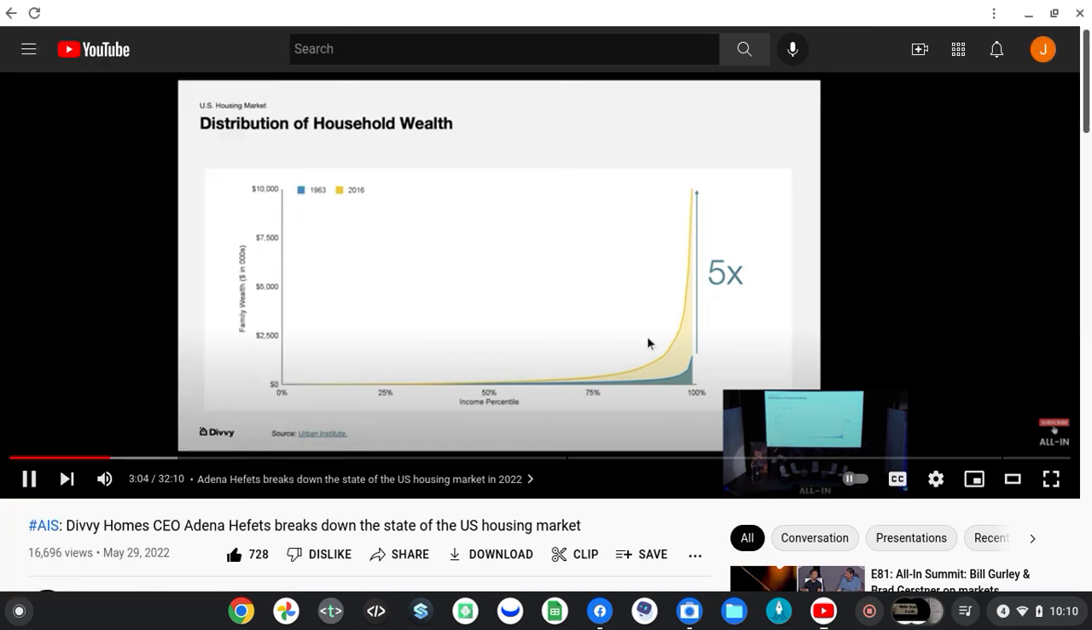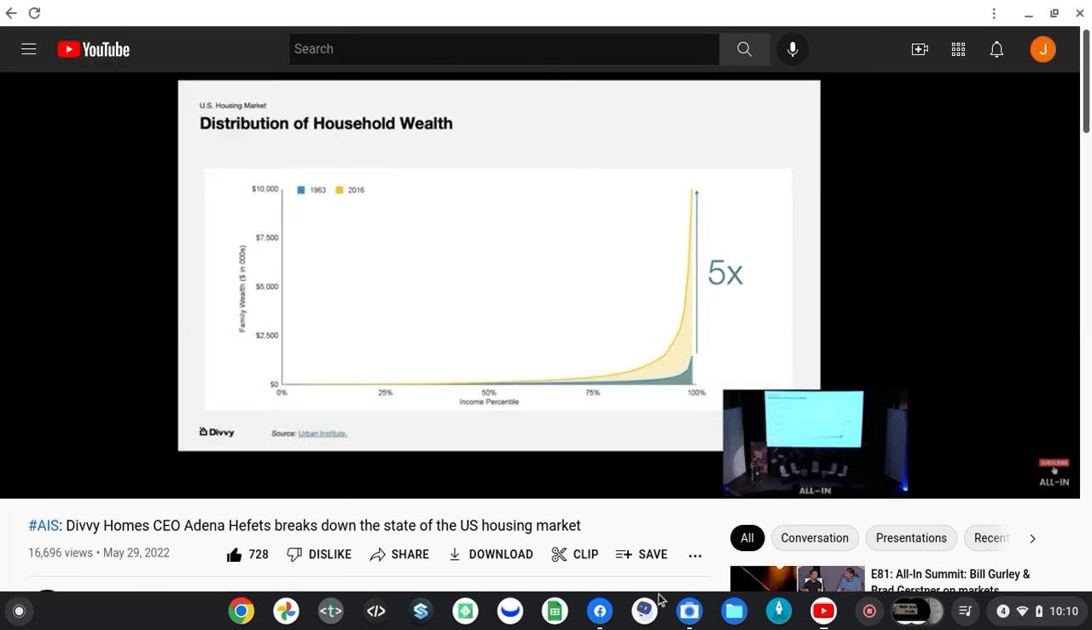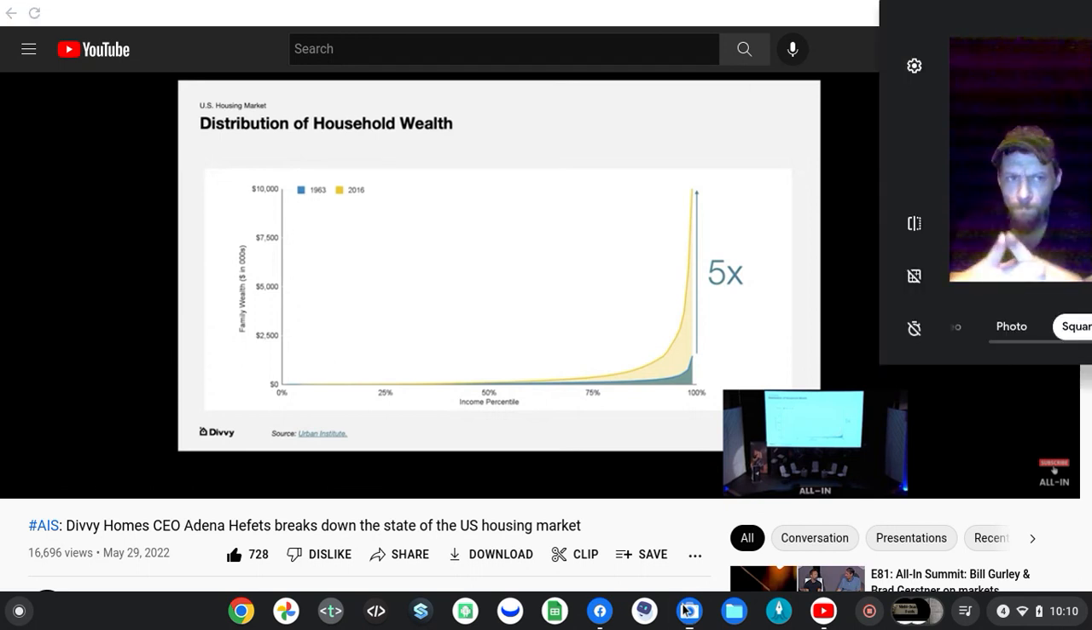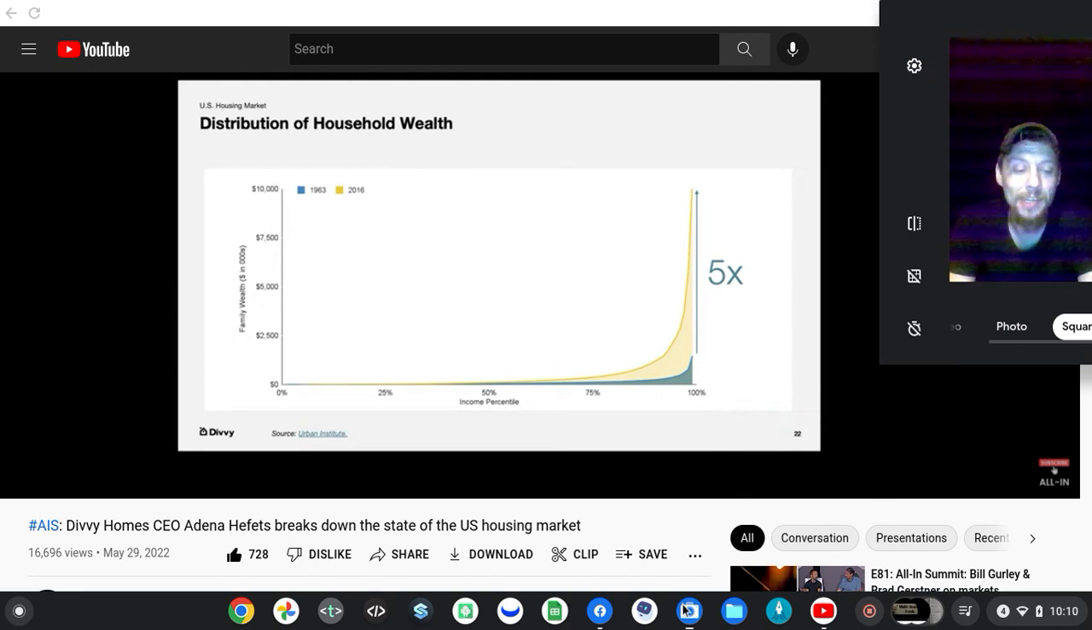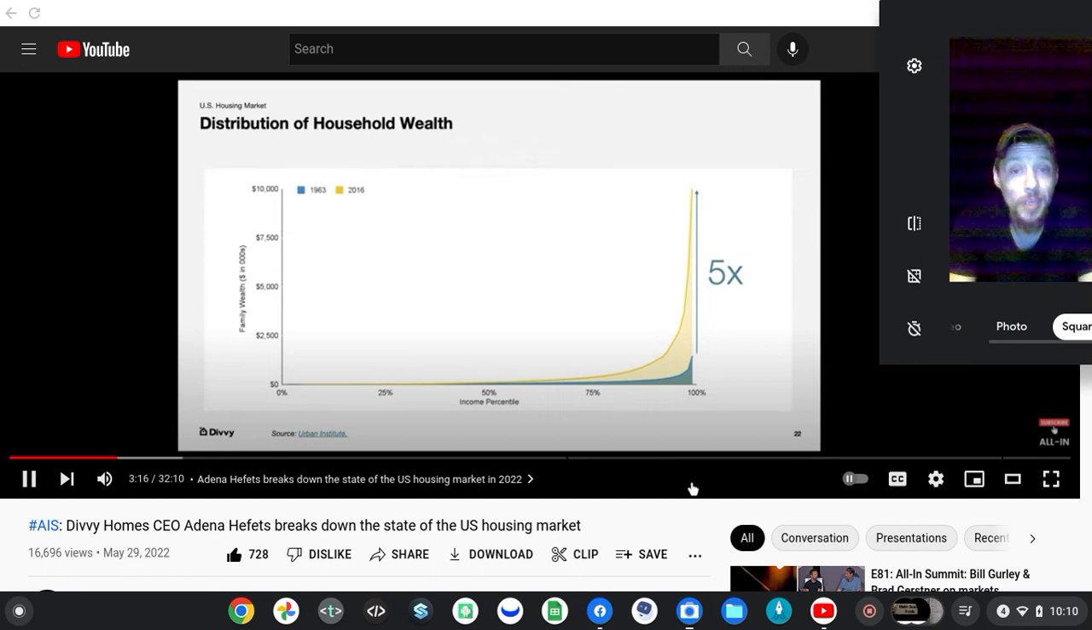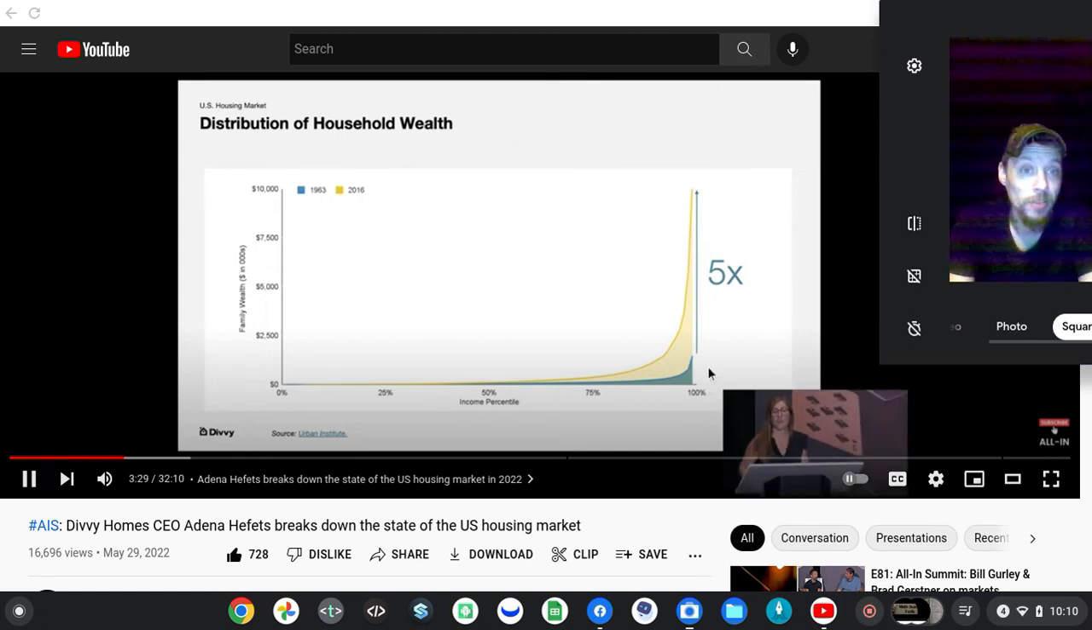So on the x-axis, the 0 is if you're at the very bottom end of the income spectrum. 100% you're at the top end. Right, and then the blue line is how much income or family household wealth you had in 1963, almost 50 years ago. And the yellow line shows how much wealth you have today. So if you were in the top 1%, your household wealth was on average $2 million 50 years ago. Today, it's about $10 million, or a 5x growth.